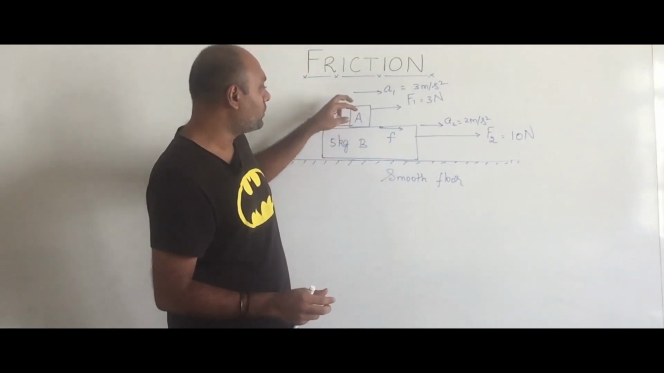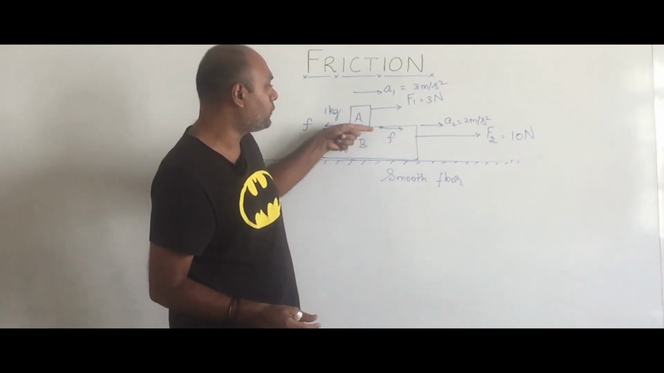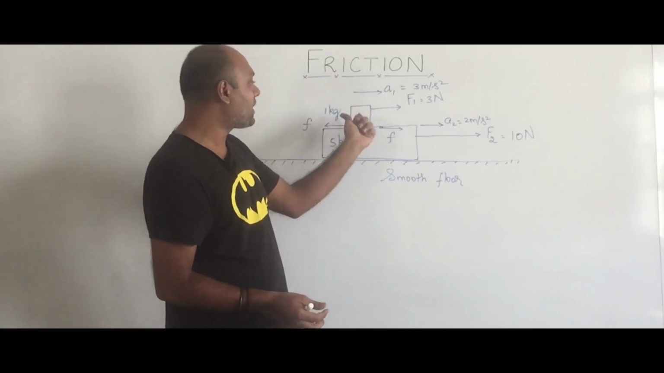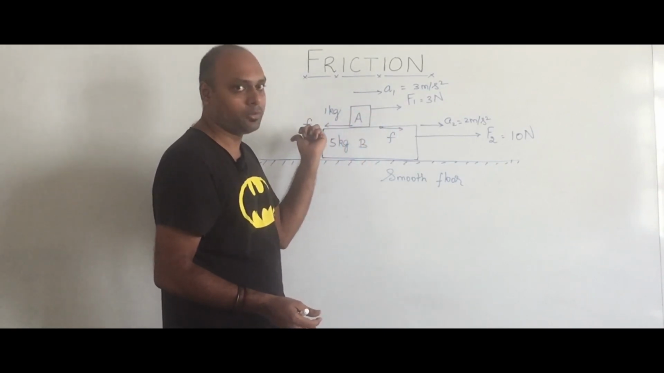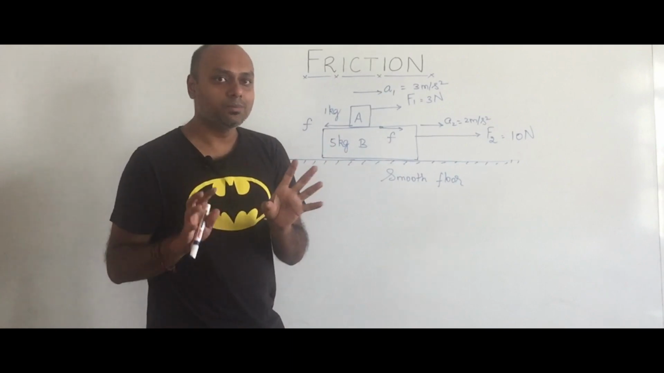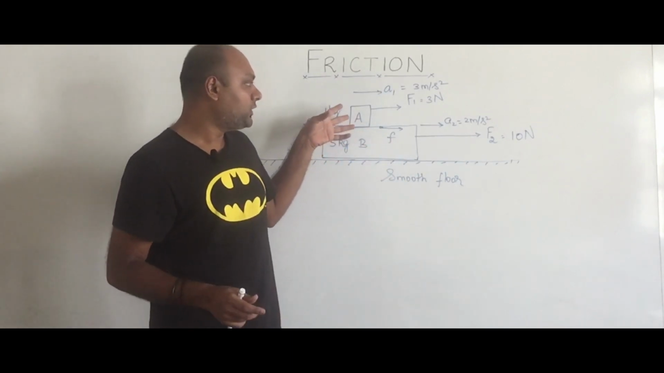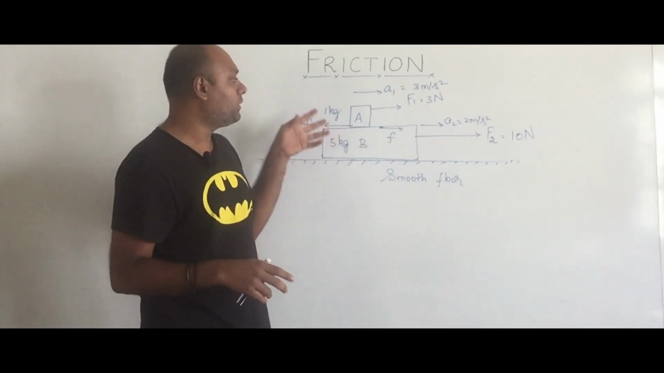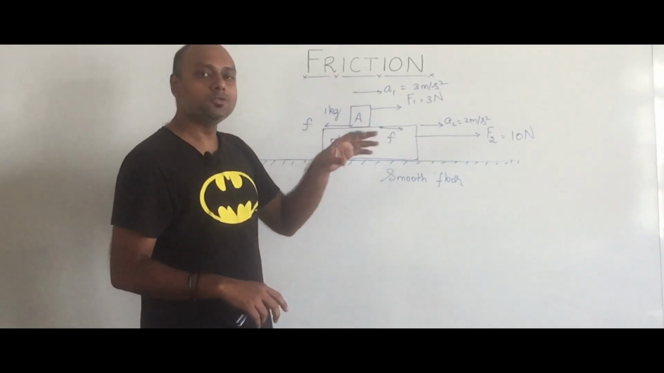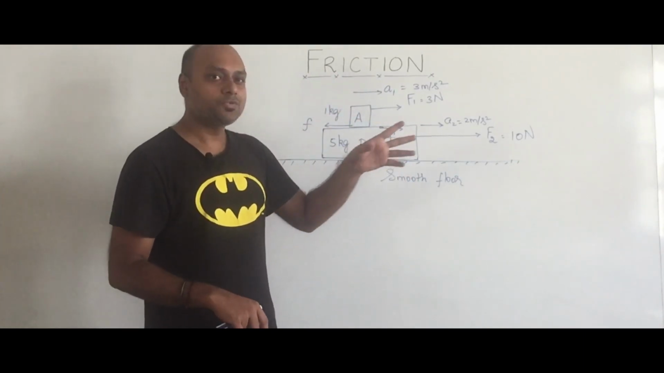So the correct answer would be: on block B there will be a friction force towards right, and on block A there will be a friction force acting towards left. Right? I hope you have understood the concept a bit about friction. In fact, there are so many more cases that you can try to draw, to get the values of friction in so many different cases. That's for a later time.